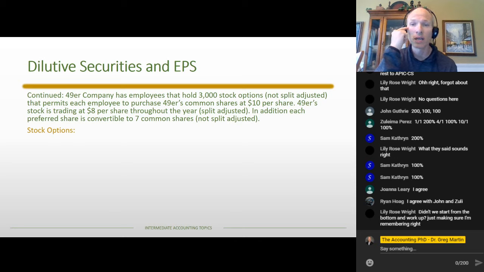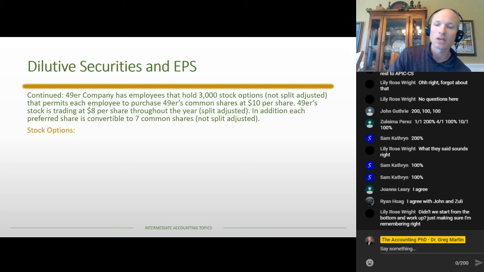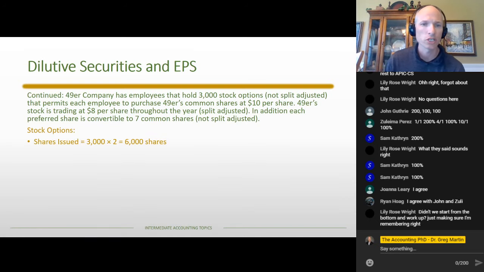And if they're in the money, that means they're going to be dilutive. If they had been out of the money, then they would be anti-dilutive. But these are in the money, and so we need to include them. And so the number of shares issued, again, is doubled.